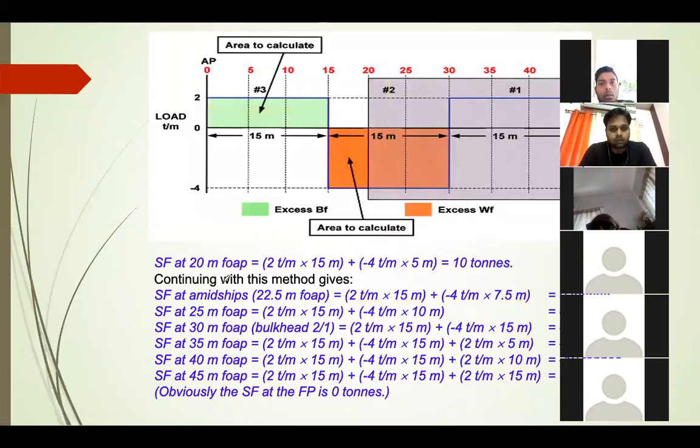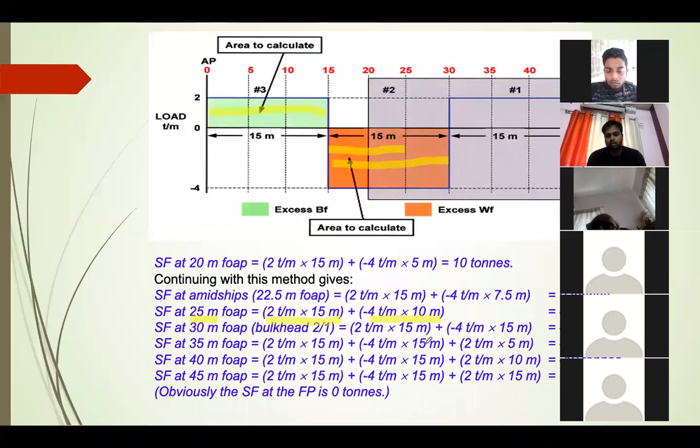Okay. And again, we need to find the shearing force at 25 meters. Again, it will be 2 tons per meter into 15 plus minus 4 tons per meter into 10 meters. 10 meters means from 15 to 25. Same will apply for the next, from 15 to 30. So your value will be minus 30 here and minus 20 here.